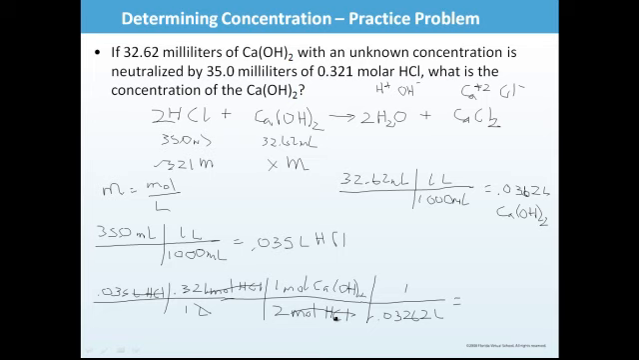So it's 0.035 times 0.321 times 1 divided by 2 divided by 0.03262 liters, and you would get, for a final answer, 0.176 molar CaOH2.